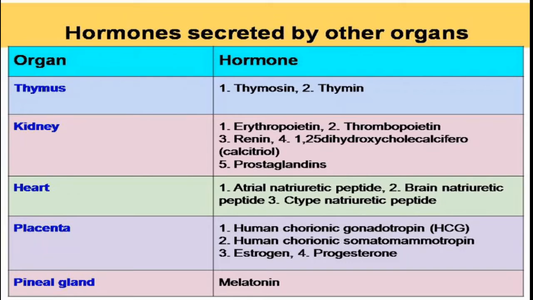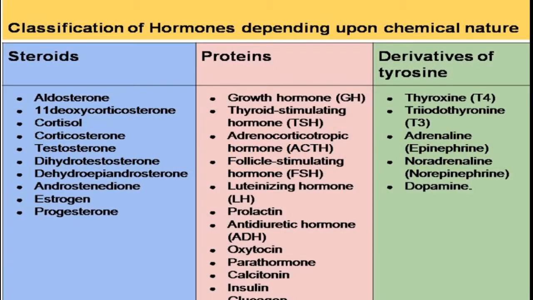In the next slide, we will see the classification of hormones. With respect to their chemical nature, S.R. Griffin and J.B. Ojeda in 2000 classified hormones into three groups. First is steroids, second proteins, and third derivatives of tyrosine.